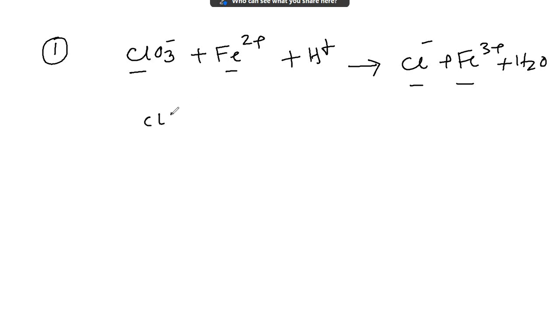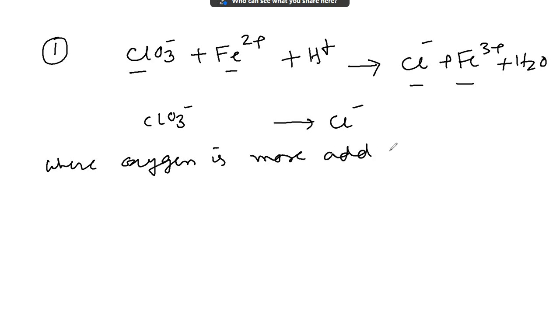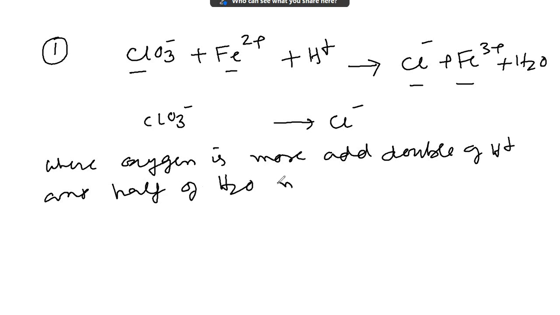Let us start with ClO3 minus. It changes to Cl minus. In acidic medium, the rule is that on the side where oxygen is more, add double of H plus, and half of that as water molecules on the other side. Remember, this is very, very important.